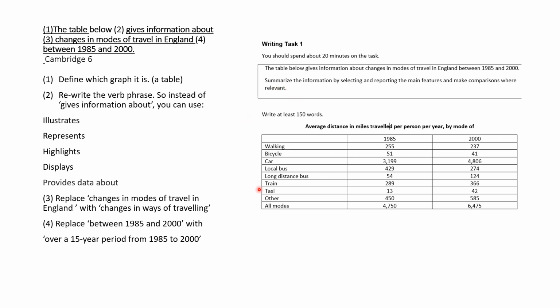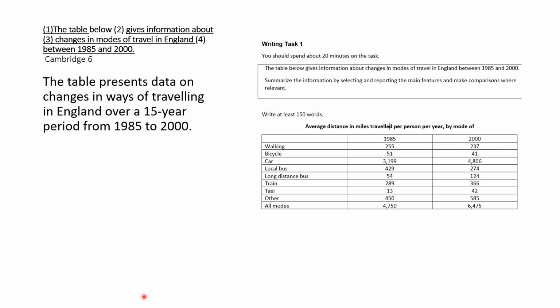Here is our final task. So we actually repeat the same steps. We define the graph and you can see that it's a table. Then we paraphrase the second element, the third and the fourth. And here's our introduction. The table presents data on changes in ways of traveling in England over a 15-year period from 1985 to 2000.